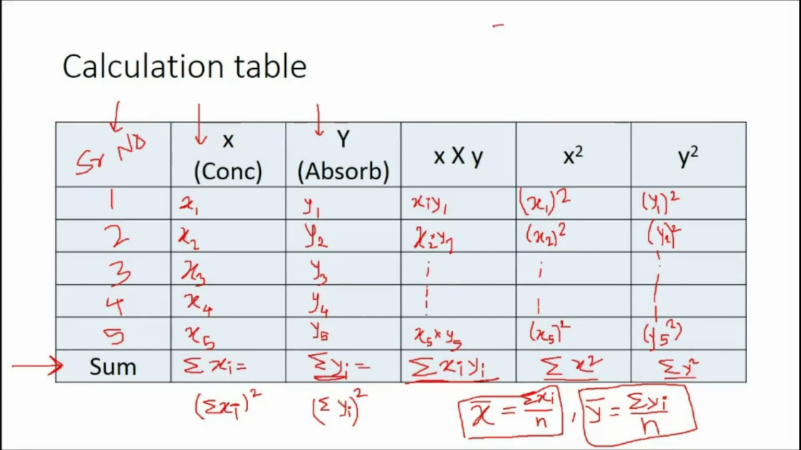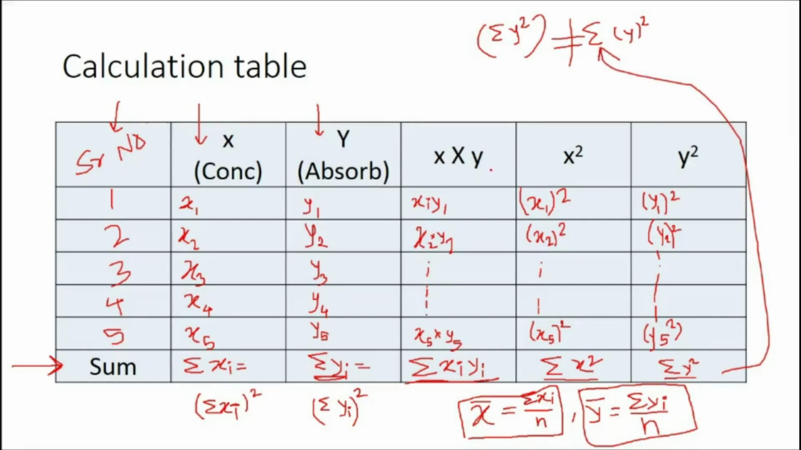Now, there is little confusion among the students I have seen. Summation of y the whole square and summation of y square. These are two different values. These are not same. These are different values. Summation of y square आपको यहां से मिलेगा. और आपको summation of y पता है. अगर आप इसका स्क्वायर करेंगे, summation of y का स्क्वायर करेंगे, you will get summation of y the whole square. I should write this manner, summation of y the whole square.